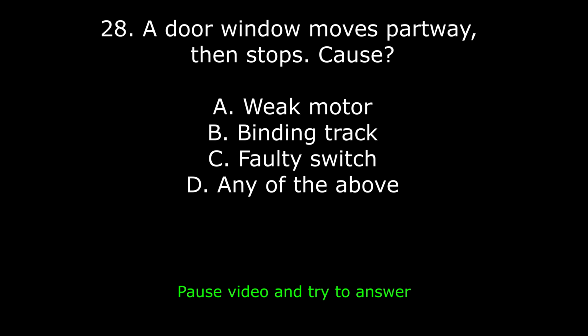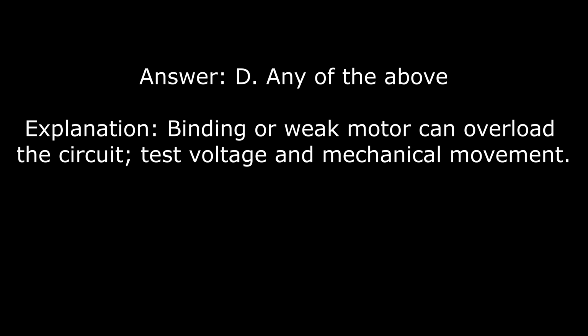28. A door window moves part way, then stops. Cause: A. Weak motor. B. Binding track. C. Faulty switch. D. Any of the above? Answer: D, any of the above. Explanation: binding or weak motor can overload the circuit, so test voltage and mechanical movement.